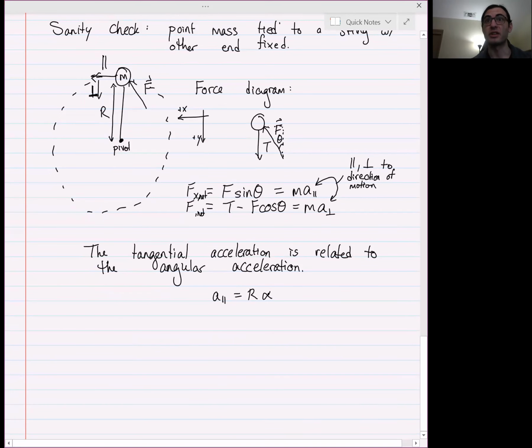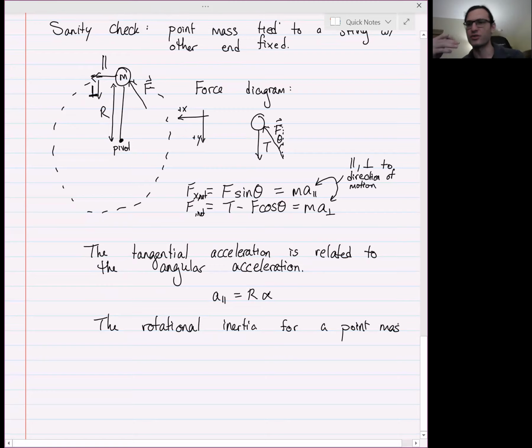So let's step back and now let's reframe this in terms of rotational motion. So the rotational inertia for a point mass, well, we know how to calculate that. Just for a single point mass, it's just the mass times its distance from the pivot squared.